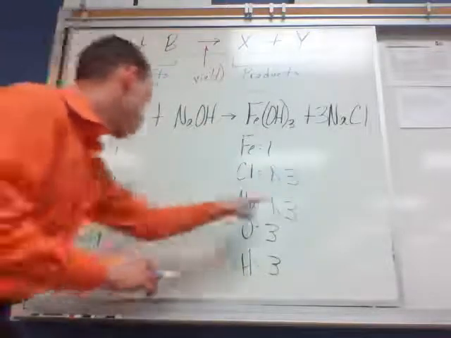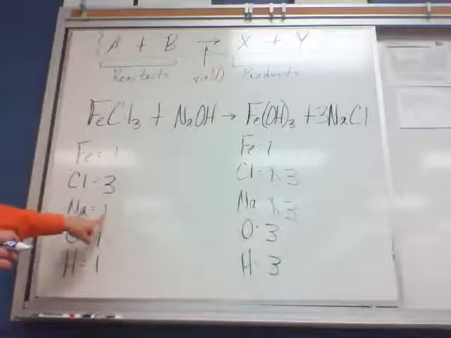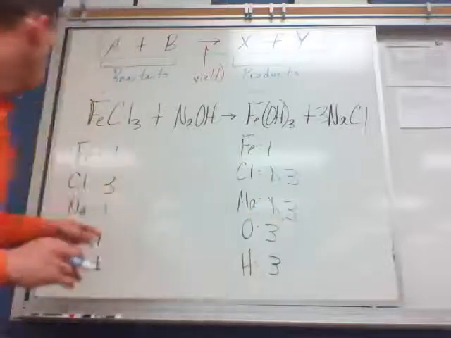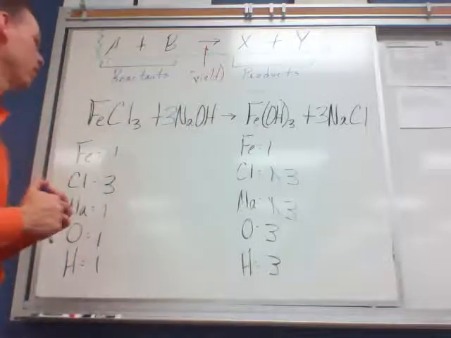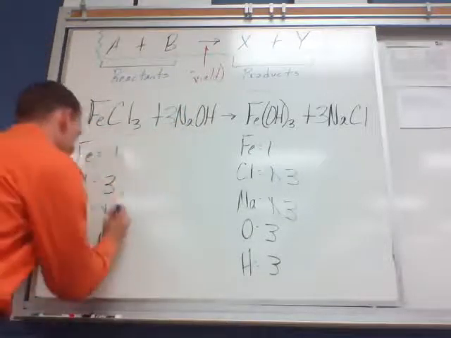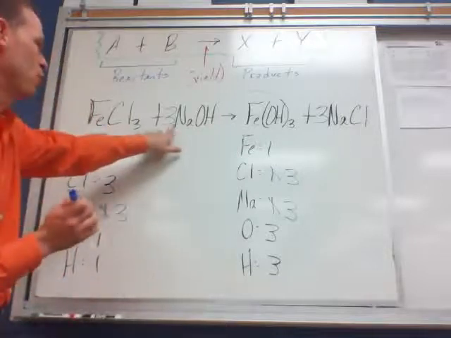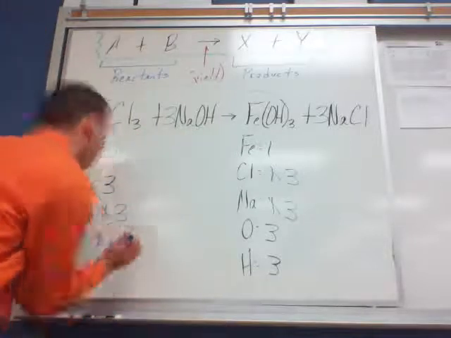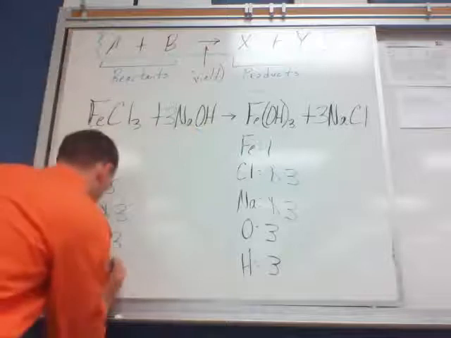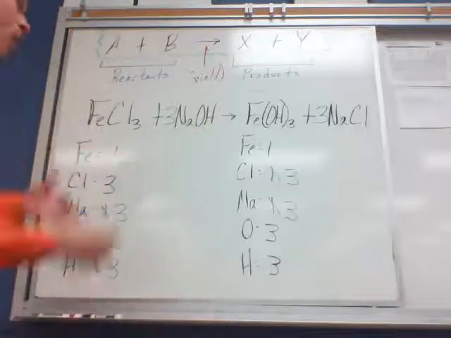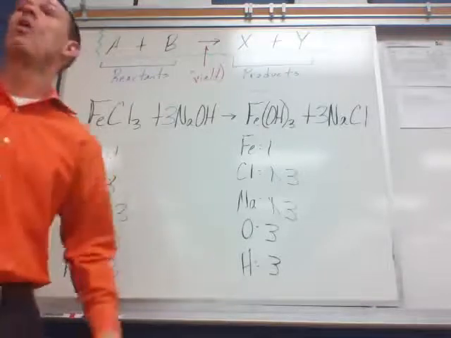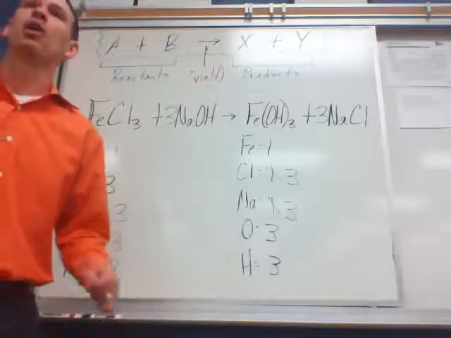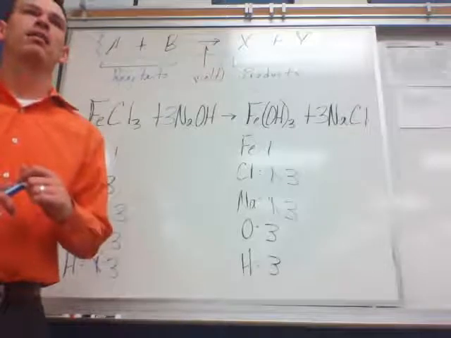Good. No good. My sodiums are off. I want a 1 to become a 3. 1 times 3 will do that. Now there's 3 NAs. Uh-oh, this affected other stuff. There's 3 O's. And there's 3 H's. And suddenly this problem that kind of looked challenging has a 1 to 3 to 1 to 3 mole ratio. And we're balanced.